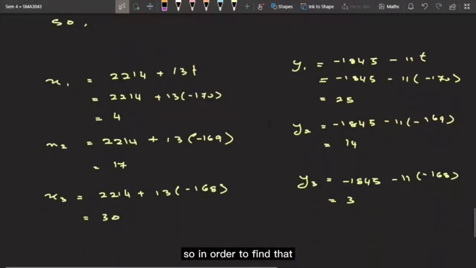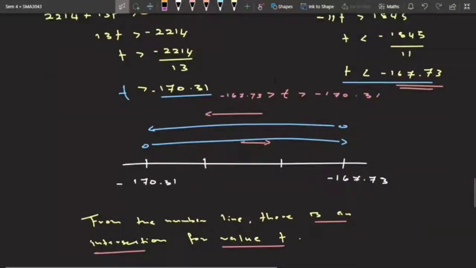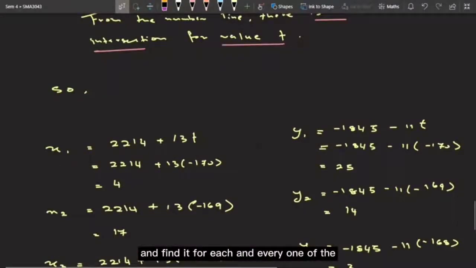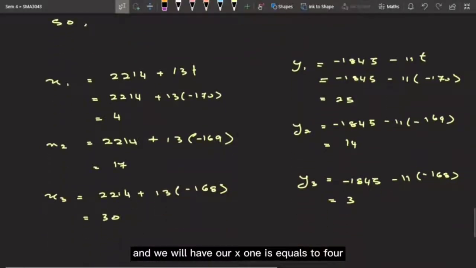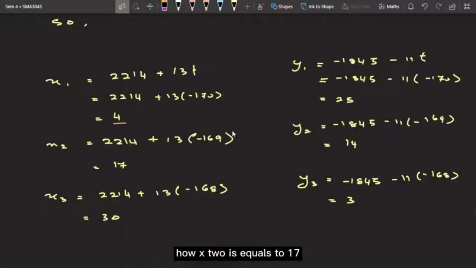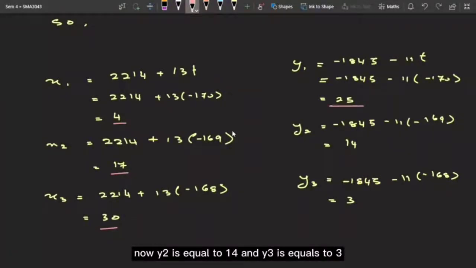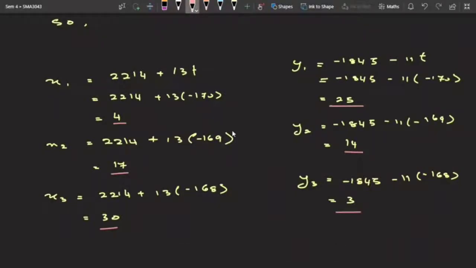So in order to find that, we need to take the values in this range, and find each and every one of the x and y values, and we will have our x1 equal to 4, x2 equal to 17, x3 equal to 30, and y1 equal to 25, y2 equal to 14, and y3 equal to 3. And there you have it.